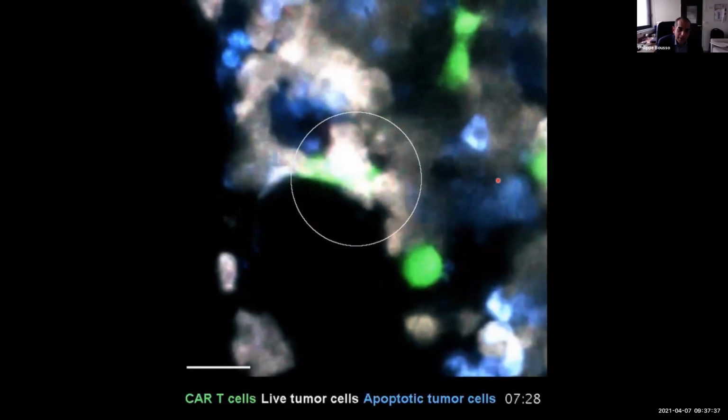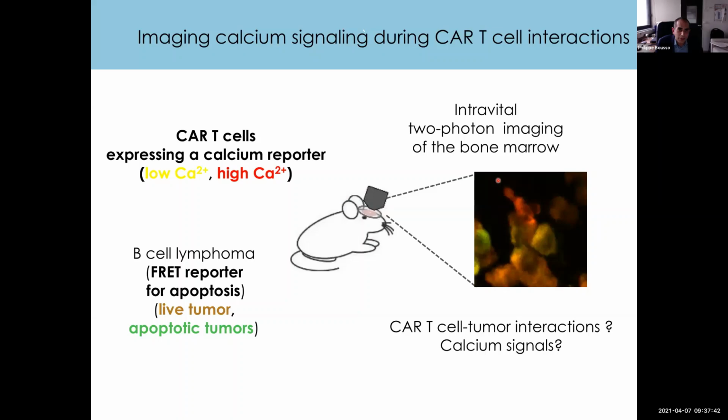So is this heterogeneity due to difference in the way the different CAR T cells signal and recognize the tumor? We address this question by making the system a bit more complex. Now the CAR T cells also express a FRET reporter, but this time this is a calcium reporter. The CAR T cells will go from yellow to red as the calcium increases, and calcium should increase as a result of antigen recognition.